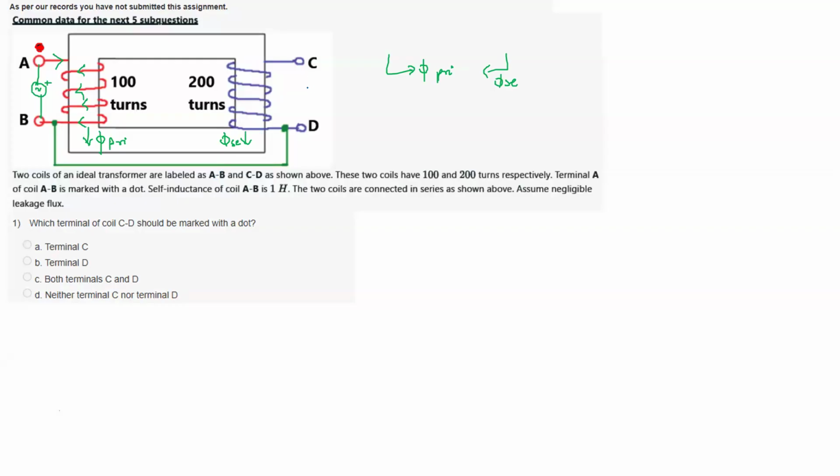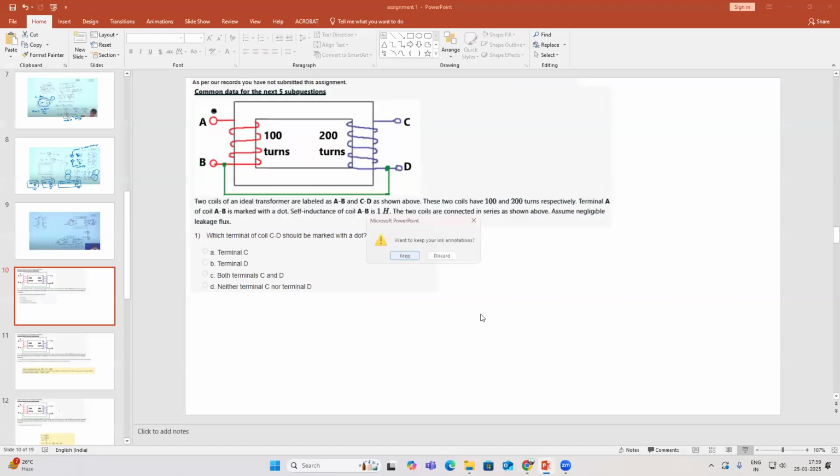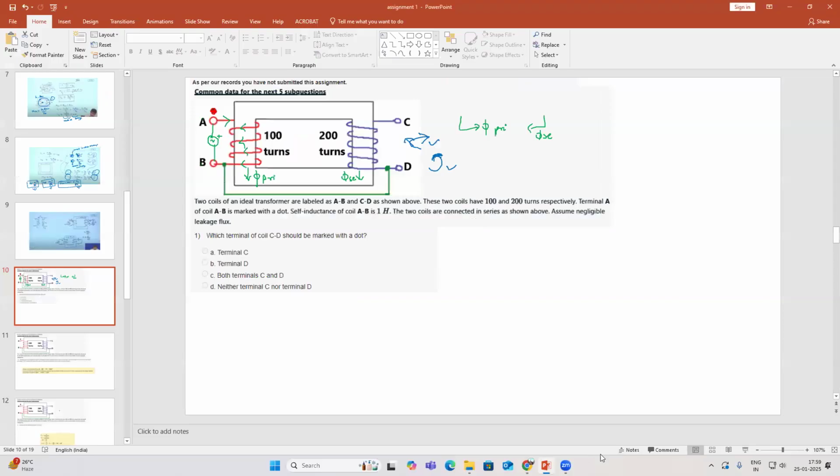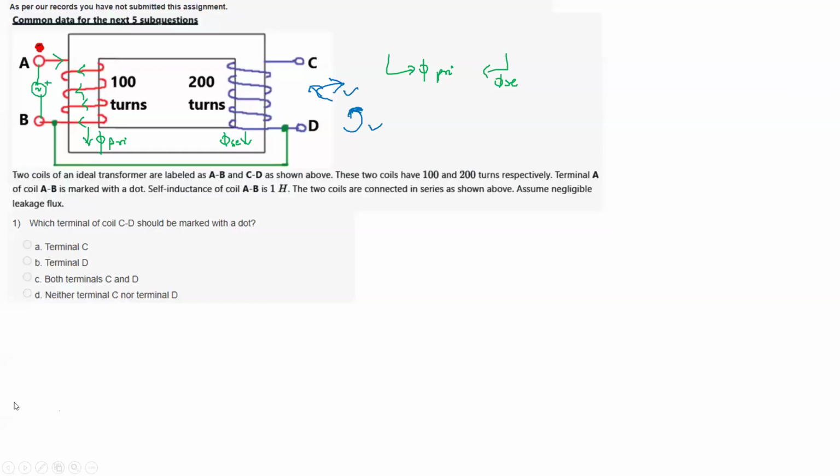If the current is in this direction, it is clockwise, and this direction is anti-clockwise. So which direction is this? Clockwise or anti-clockwise? Someone has answered clockwise. Yes, clockwise, correct. Rajan, both of you are correct. So the current has to be clockwise.